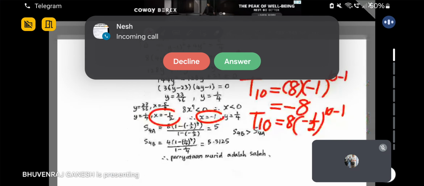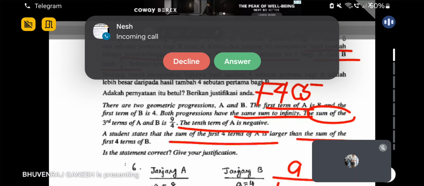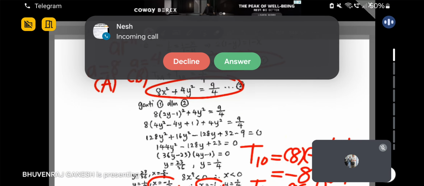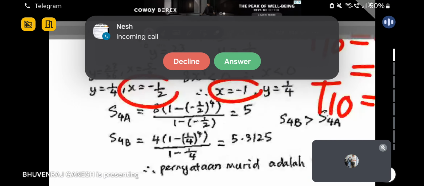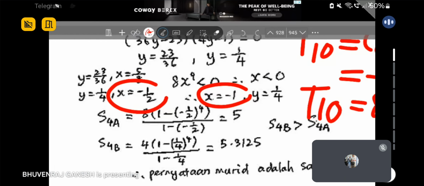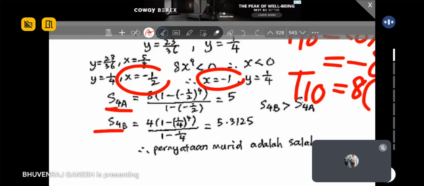Now you must see back the question, what they want you to find. They want you to find the S4, guys, for both progressions. You have all the values already. So you just need to substitute into your Sn formula for geometric progression, for progression A and also progression B.